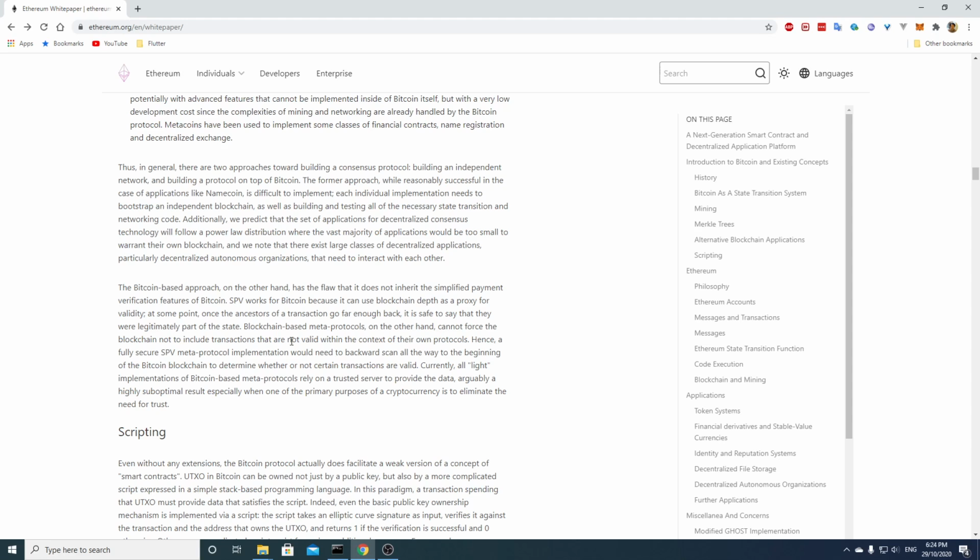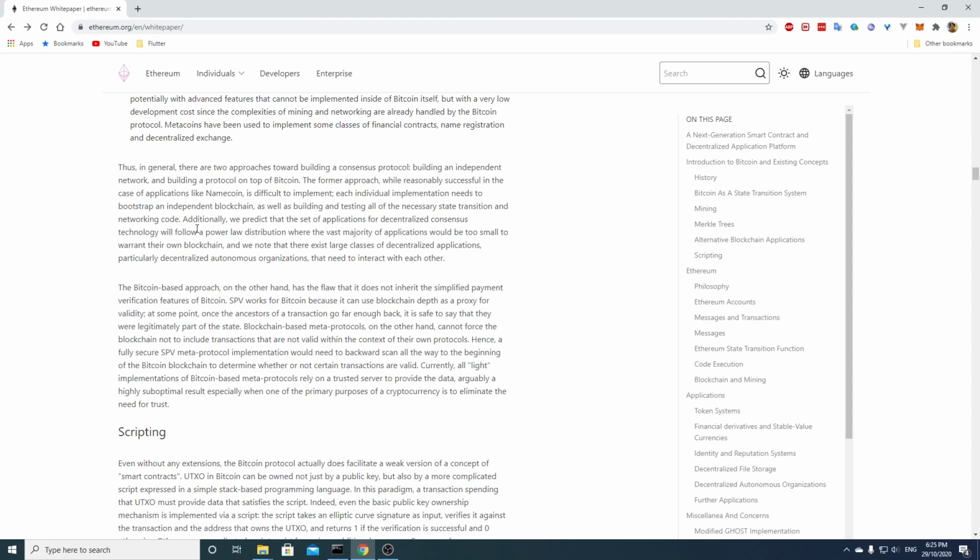A blockchain-based meta protocol, on the other hand, cannot force a blockchain not to include transactions that are not valid within the context of their own protocol. Hence, for a fully secure SPV meta protocol implementation, we need to scan backward all the way to the beginning of the Bitcoin blockchain to determine whether or not certain transactions are valid. Currently, all light implementations of Bitcoin-based meta protocols only rely on a trusted server to provide the data, arguably a highly suboptimal result, especially when the primary purpose of cryptocurrency is to remove the need for trust.